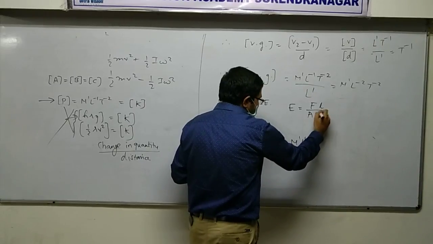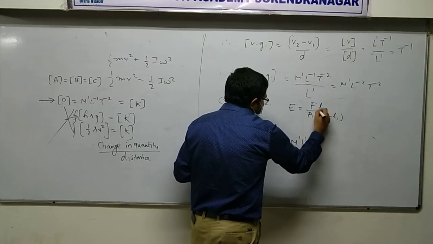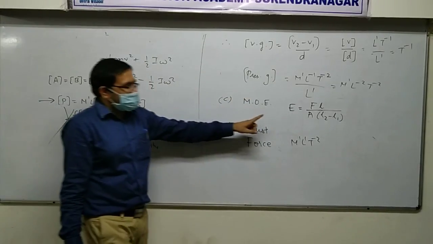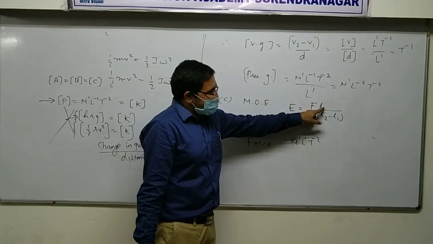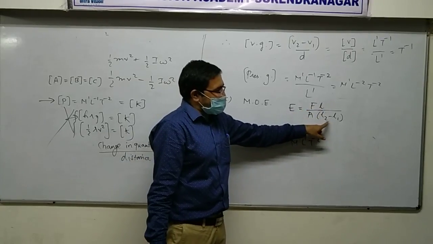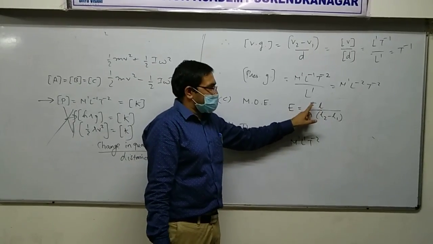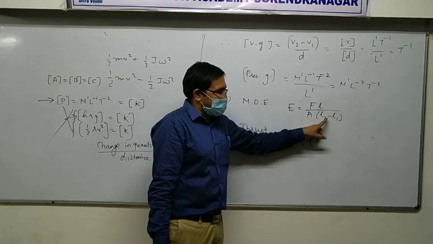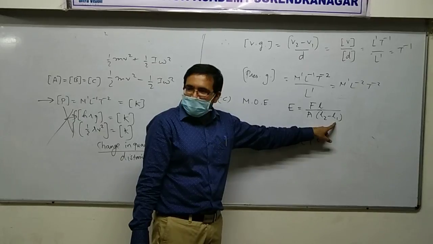No problem. Let me write it in a different way. I'll tell you what delta is next. Right now we don't have enough. This is the formula: force, length, area, change in length. Change in length means final length minus initial length. Clear?